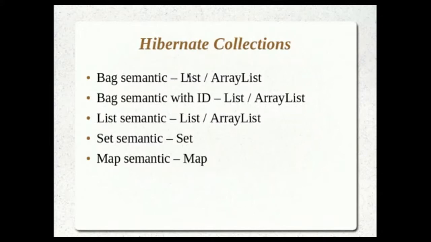What usually happens is you'll be working on one of these data types. You'll probably have a list of objects, or a set of objects, or a map of objects. So what's happening is Hibernate is using one of these semantics behind the scenes in order to maintain the collection.